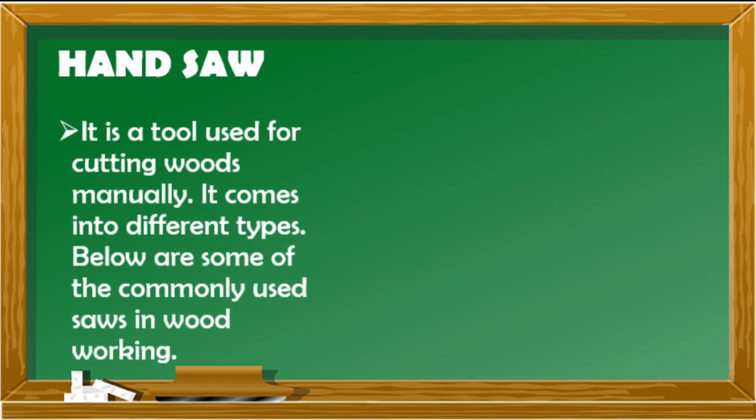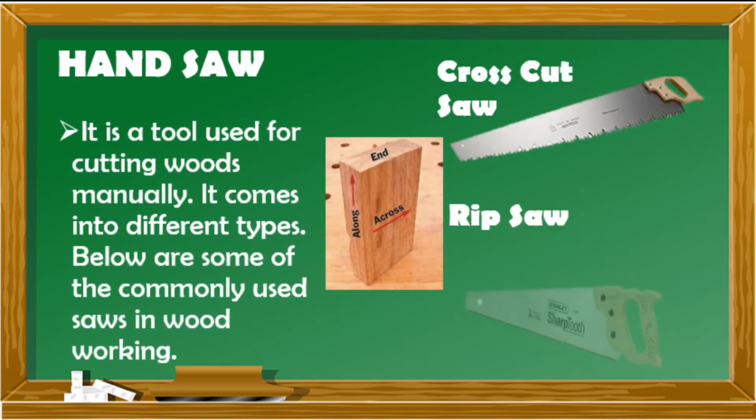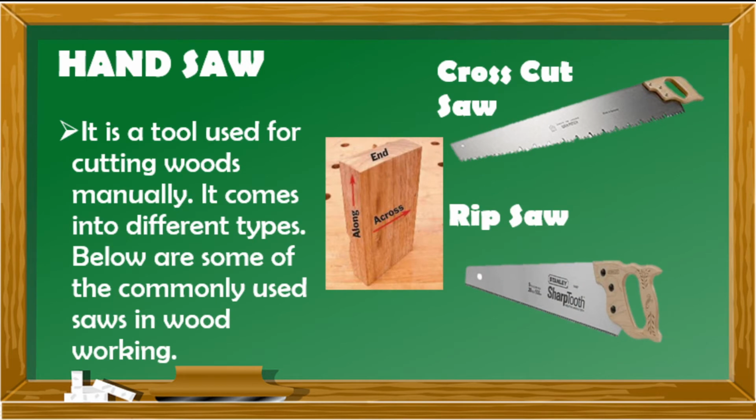So, that's chisel. Next, handsaw. Tool used for cutting wood manually. It comes in different types. So, ito yung samples natin: we have the crosscut saw, we have the rip saw. As you'll observe, sa may pictures natin, meron tayong makikitang kahoy. Yung lumber natin itself, it has a grains.